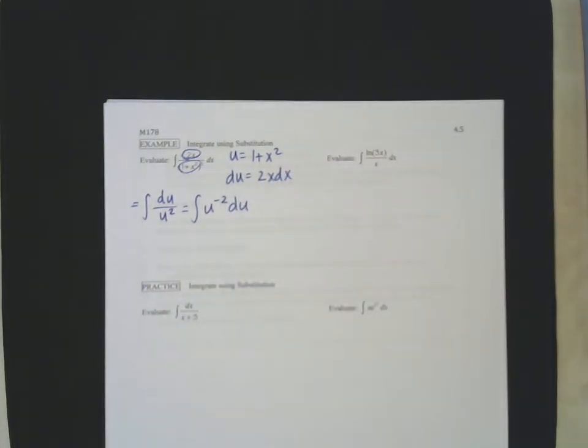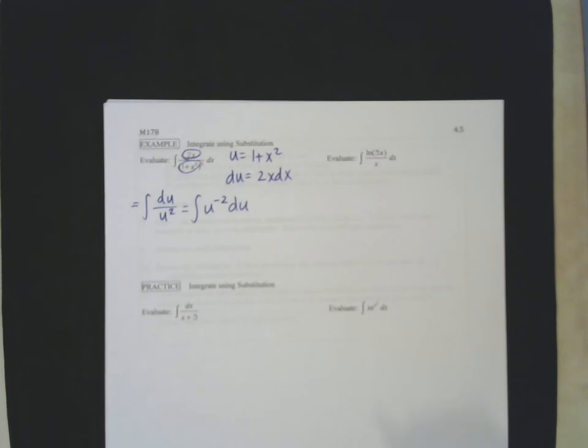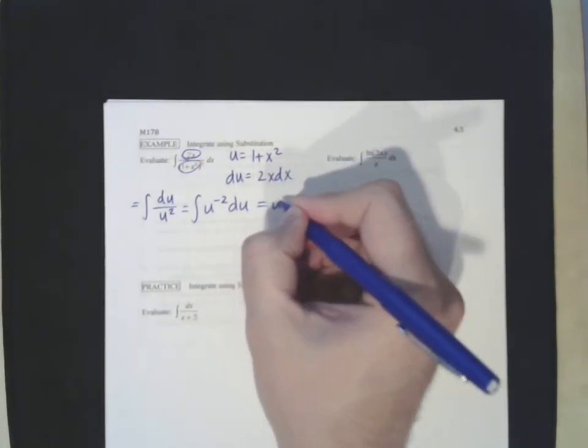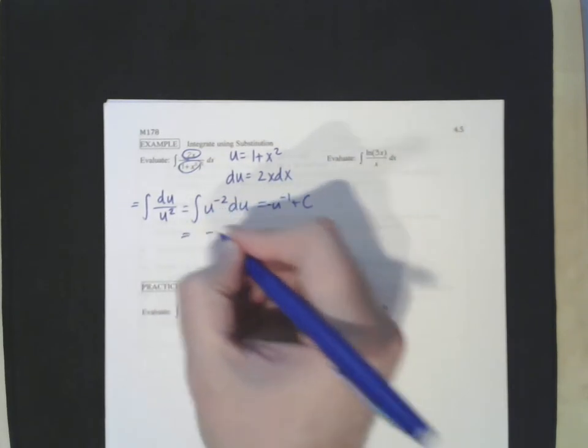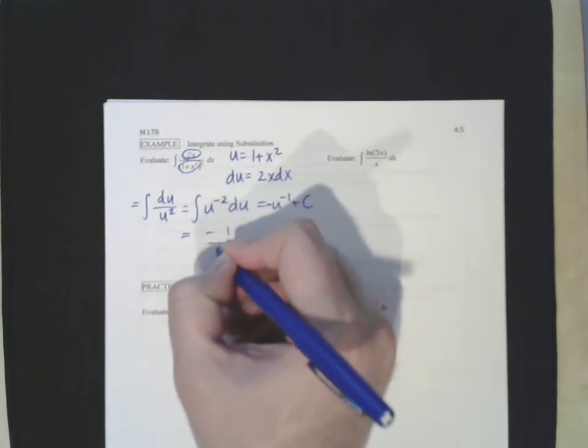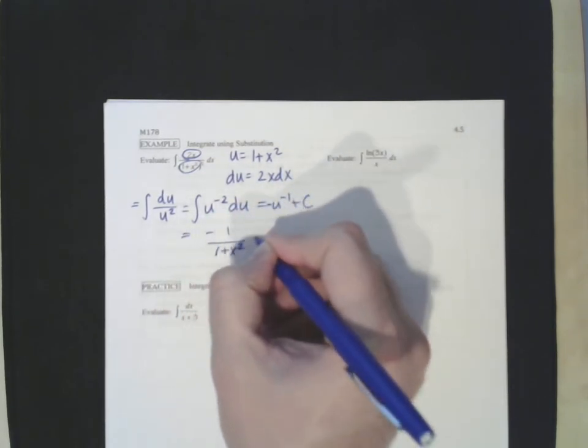Notice we're right back to that last sheet, those general forms: we have u to the r du. That's what we have. So this antiderivative is negative u to the negative 1 plus c. Or switching back to x's, this is negative 1 over 1 plus x squared plus c.